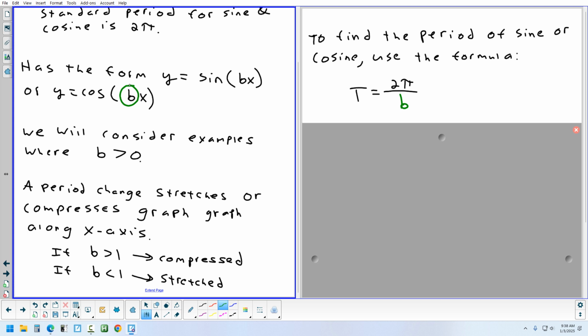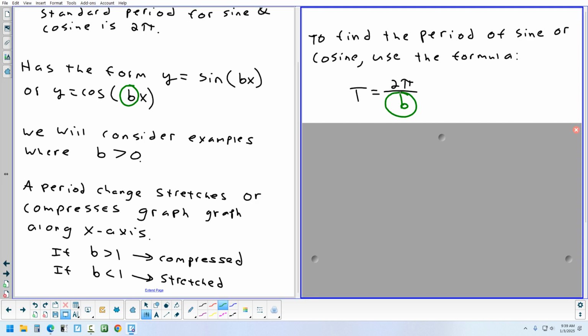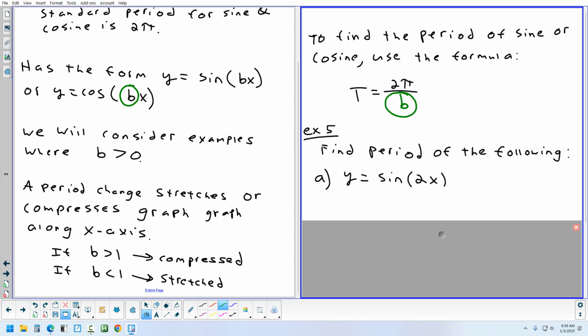To get the new period, you don't multiply by b. If you put in like 0.5 for b, 0.5 is going to stretch the wave out. It's going to make the period a bigger number. So if you put in a 0.5 right there, 2 divided by 0.5 gives you 4. So it would stretch it out to be twice as long. So that's how you find the new period of a sine or cosine.